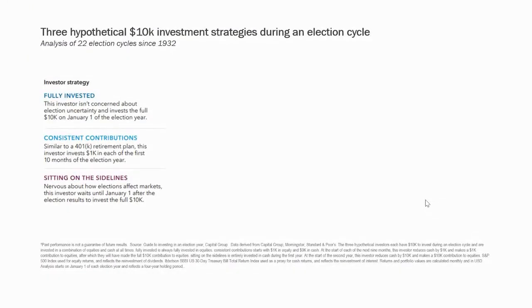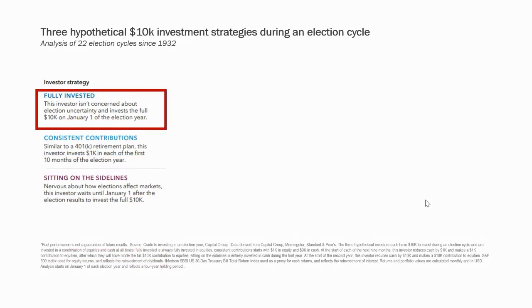So let's dive into investor behavior a little bit and talk about the outcomes that can be achieved from an investor based on the decisions that they choose to make when it comes to market investing. So here we're looking at 3 investor strategies during an election year. We're looking at 22 election cycles since 1932.